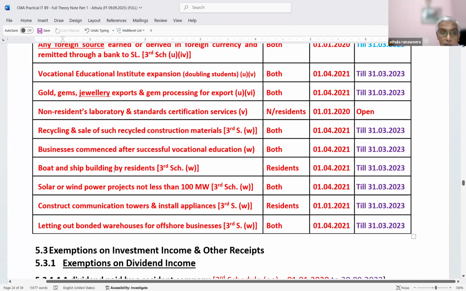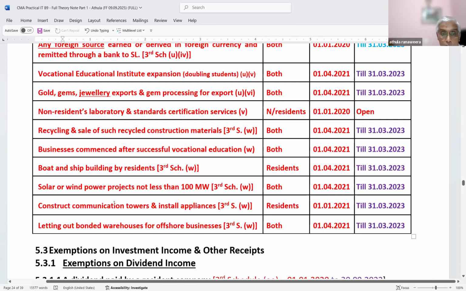Boat and ship building by residents. This was there only for resident people. It was there only for 2 years. Then solar or wind power project, not less than 100 megawatts. Huge projects. Huge projects of about 60 million US dollars, 60 million upward. So 100 megawatts, that exemption was there only for 2 years.